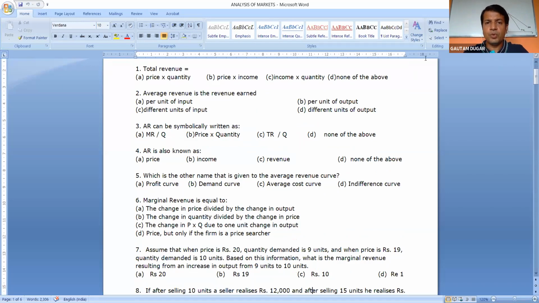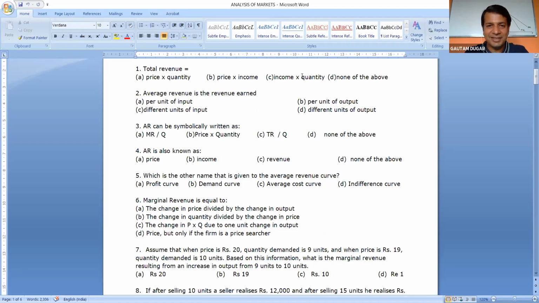Question 1. Total revenue equals to, which option is A? Price into quantity. Number 2. I think you all are waiting for the MCQs. The moment MCQ comes, you get energized and start throwing options.